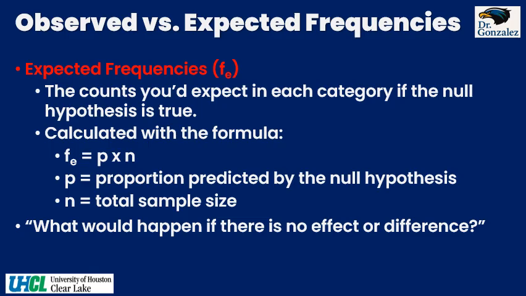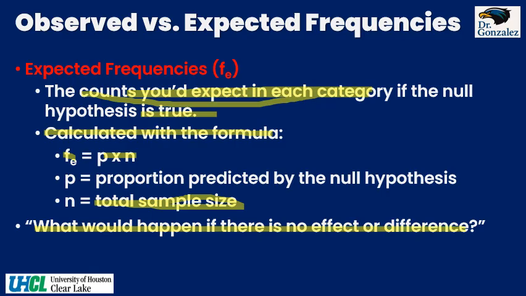Our expected frequencies are the counts that we'd expect in each category if the null was true. There's a formula for that: F sub E, for expected, equals P times N. P is the proportion predicted by the null hypothesis. For example, out of 100 participants, if there was no difference in preference, I would expect 50 to like Pepsi and 50 to like Coke. That is multiplied times the total sample size. So you're calculating what would happen if there was no effect or no difference.